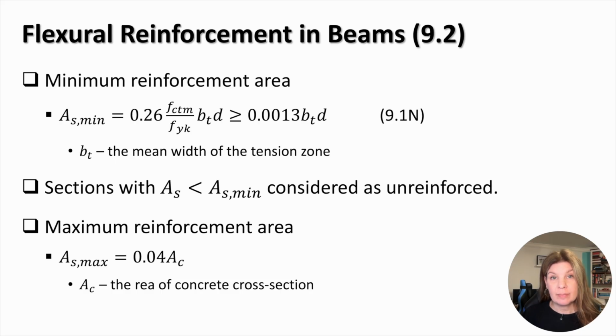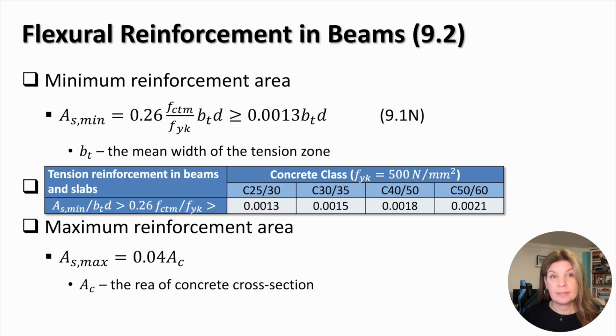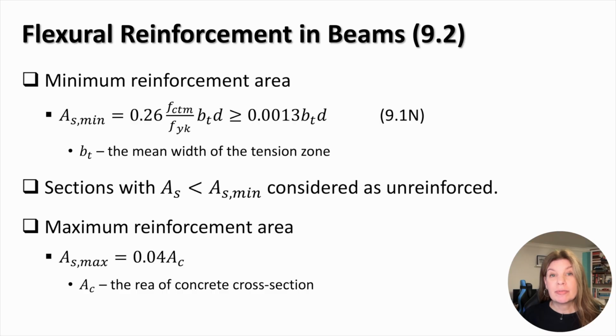The minimum area of reinforcement is calculated as a fraction of the cross-sectional area of the beam, depending on the tensile strength of concrete and the yielding strength of steel. This table provides values of minimum reinforcement ratios depending on the concrete class. The area of reinforcement provided in the beam should be smaller than 4% of its cross-sectional area.